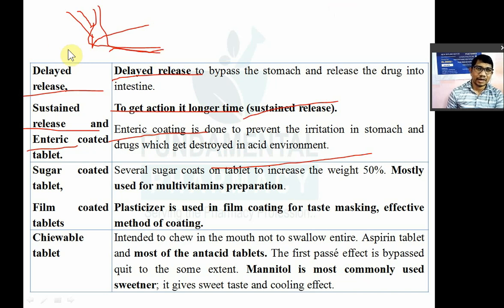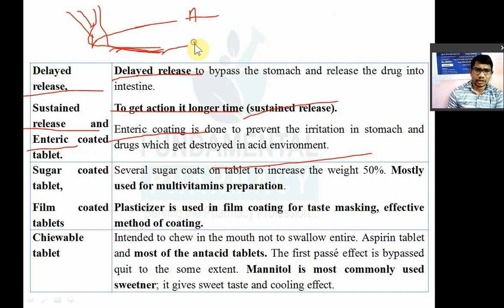Because what is there in your stomach? Your stomach has an acidic environment. What is the pH of the stomach? 1 to 3. And in the intestine, what is the pH? 7 to 9. So in the intestine you have basic pH, in the stomach you have acidic pH, right?